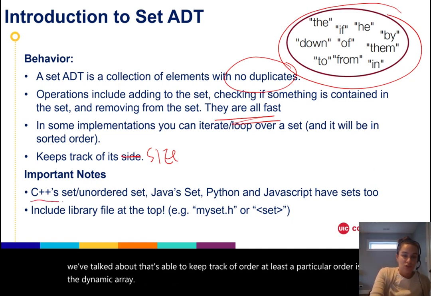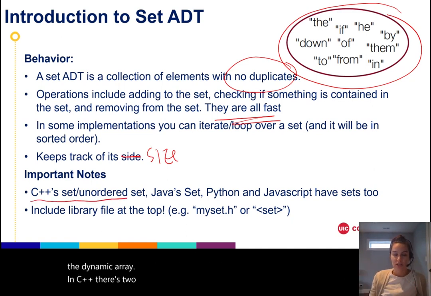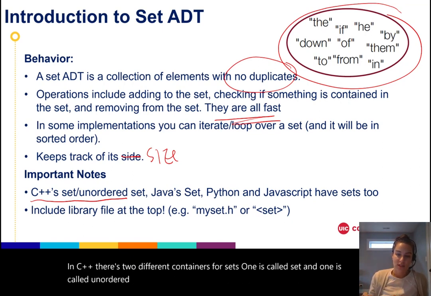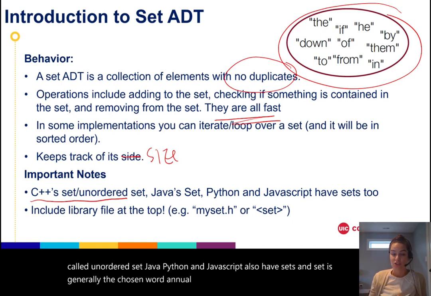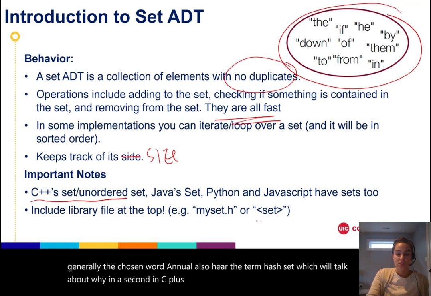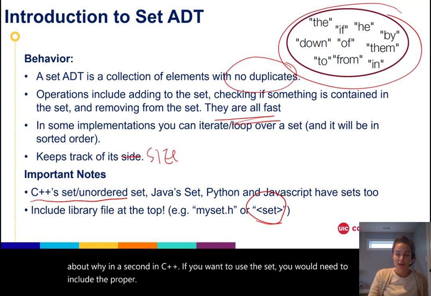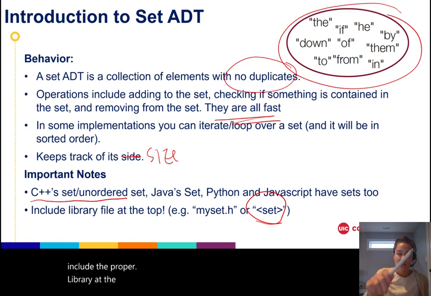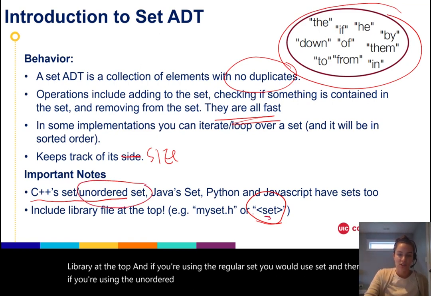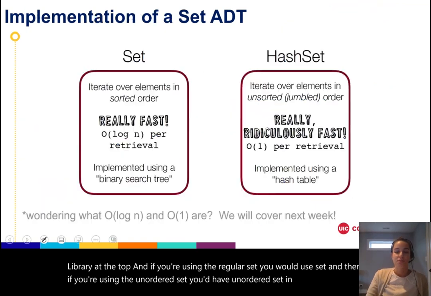In C++, there's two different containers for sets. One is called set and one is called unordered set. Java, Python, and JavaScript also have sets, and set is generally the chosen word, and you'll also hear the term hash set, which we'll talk about why in a second. In C++, if you want to use the set, you would need to include the proper library at the top, and if you're using the regular set, you would use set, and if you're using the unordered set, you'd have unordered set in here. Also, you can write your own.